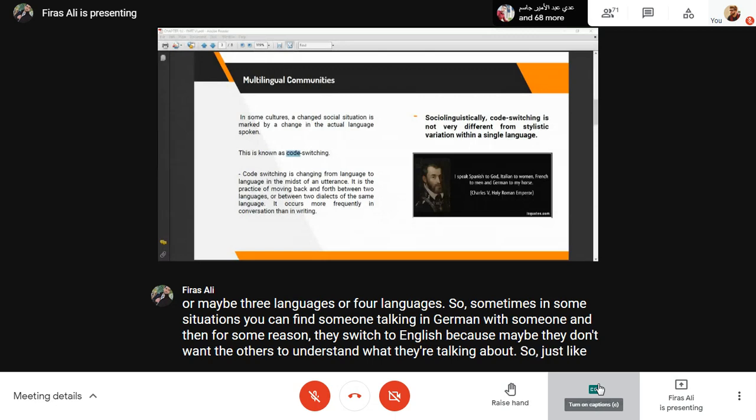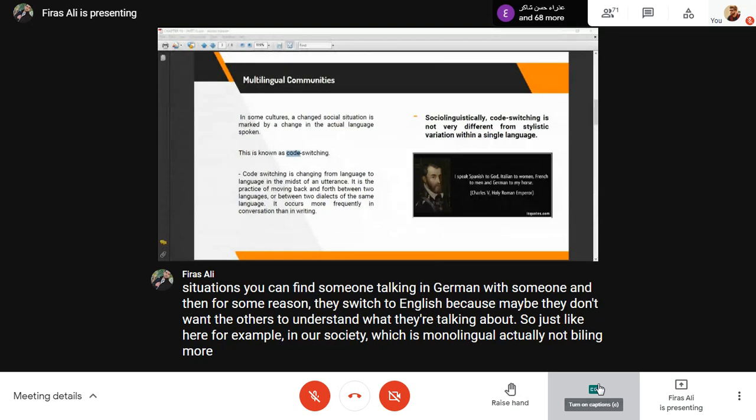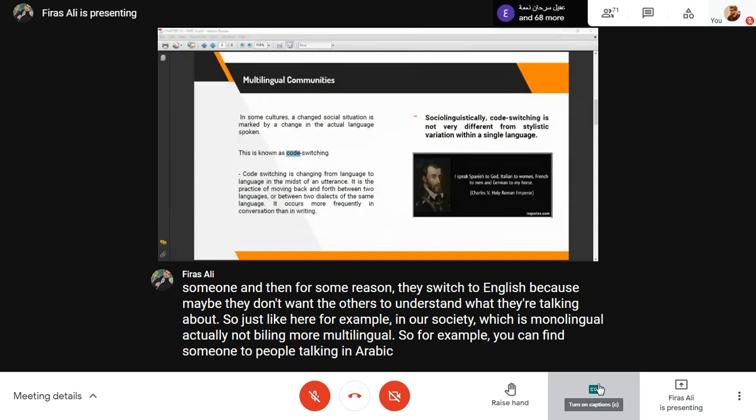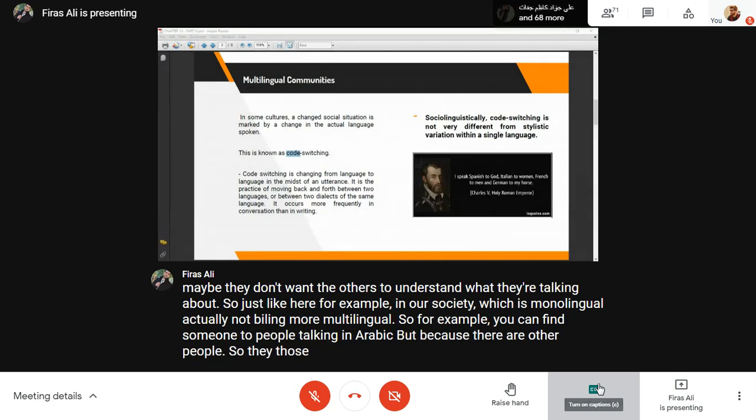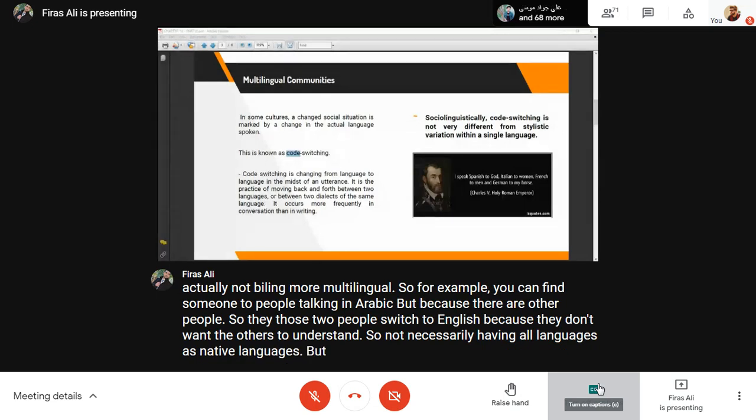So just like here, for example, in our society, which is monolingual actually, not multilingual. So, for example, you can find 2 people talking in Arabic, but because there are other people, those 2 people switch to English because they don't want the others to understand. So not necessarily having all languages as native languages, but you can switch to another language even if it's not native.